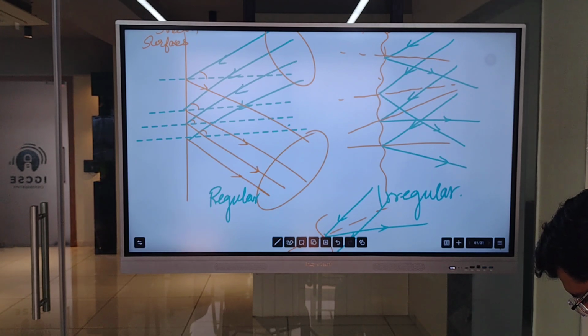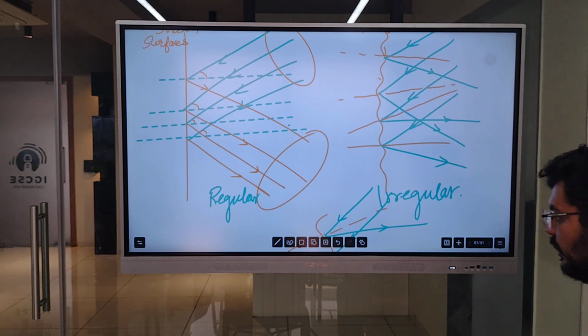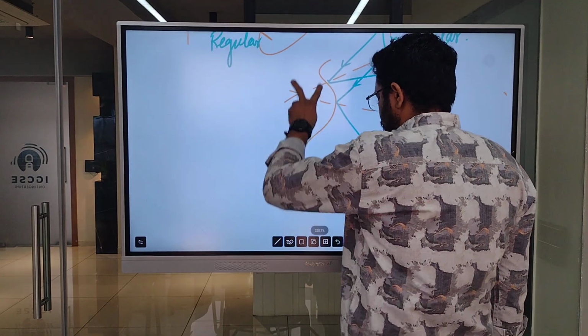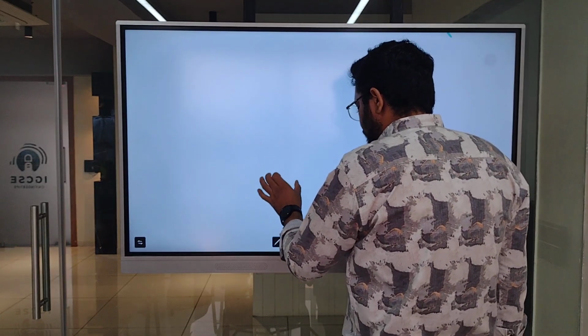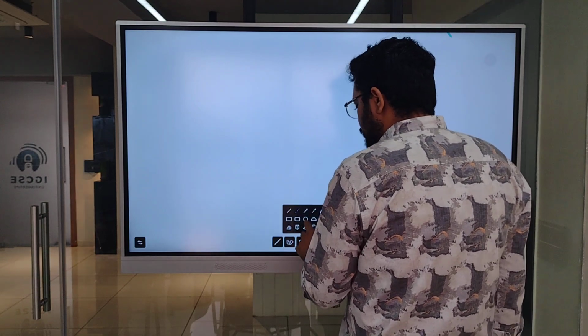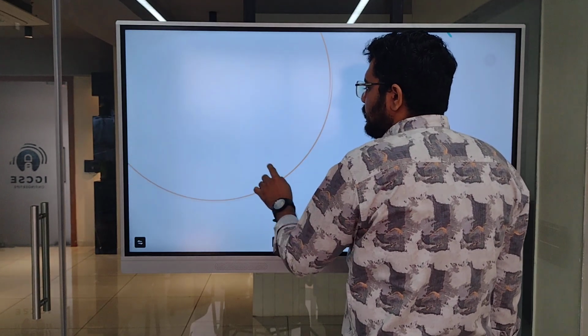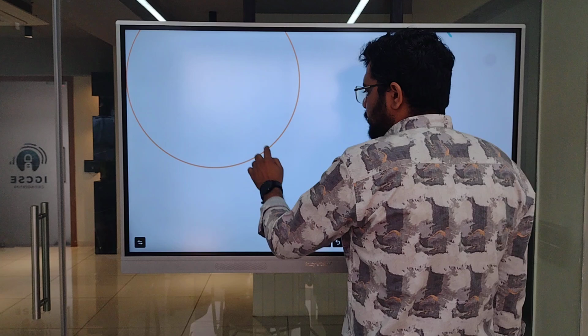Done? Okay, let's answer Rudra's question. So he is asking what would happen if the surface itself was curved. So Rudra, let's take this as a curved surface.